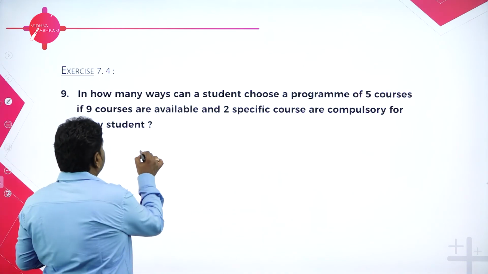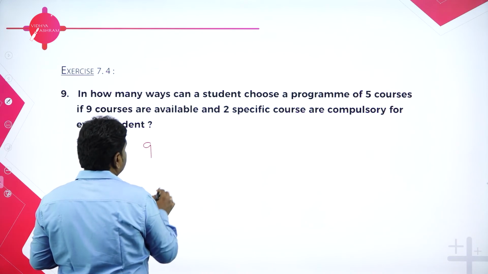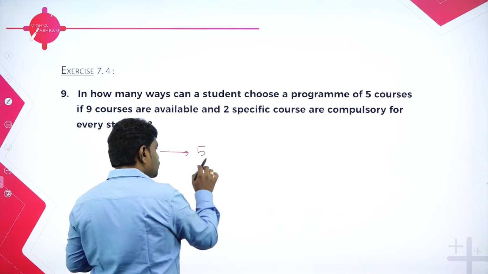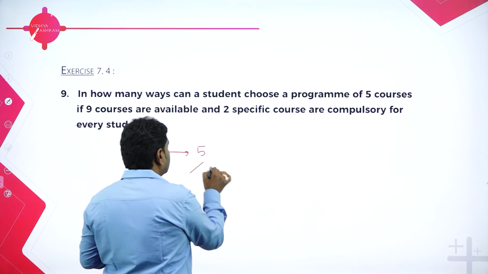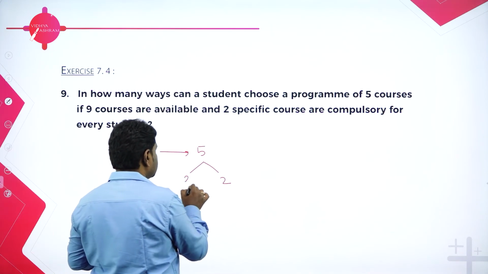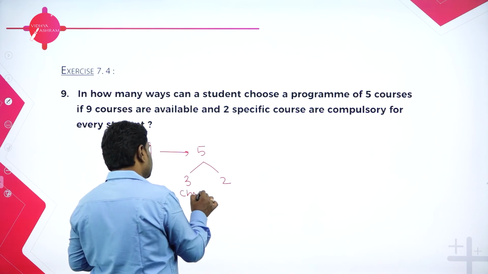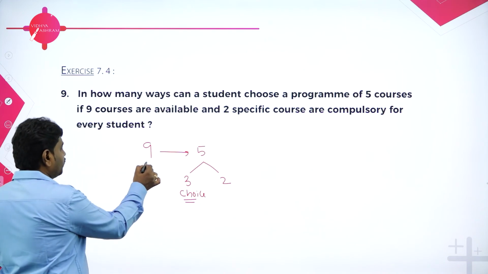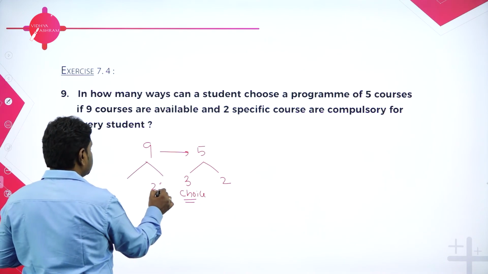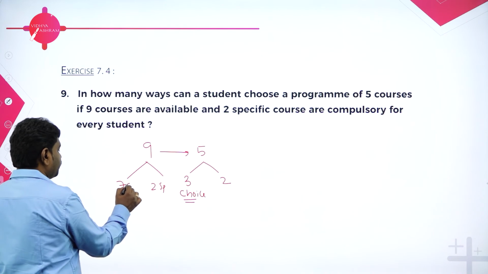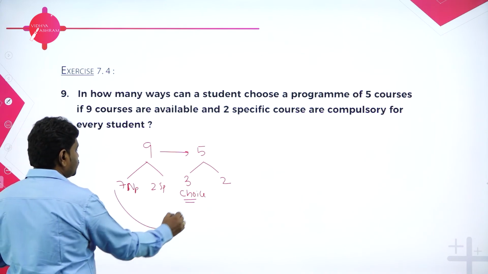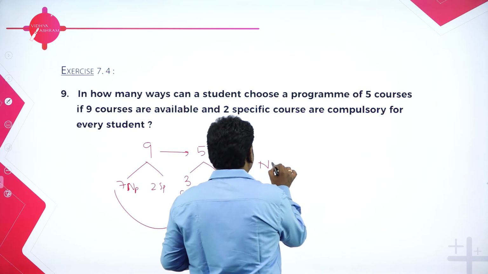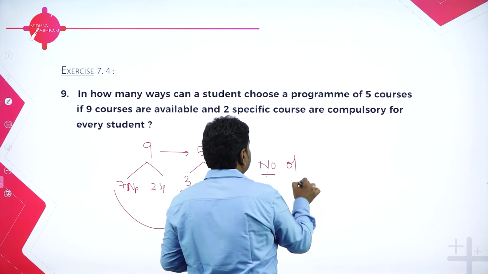Then, there are 9 courses and the student has to select 5 courses. In those 5 courses, he has to select specifically 2. 2 must and should he should take, and he has 3 choices. So for 3 he can select. There are 9 courses. Out of 9 courses, 2 are specific, 7 are non-specific. So the student has to select 3 out of these 7.